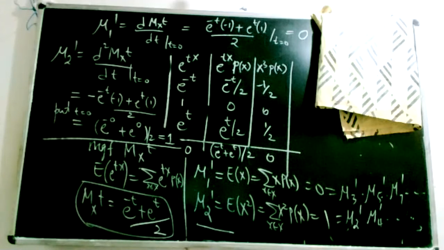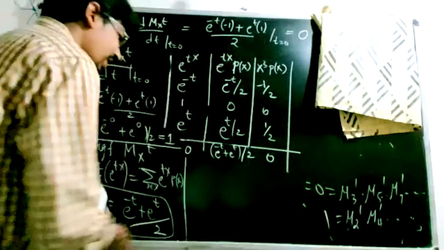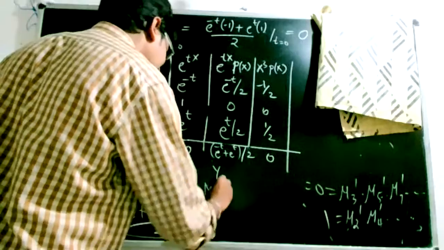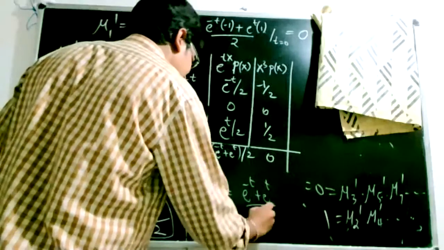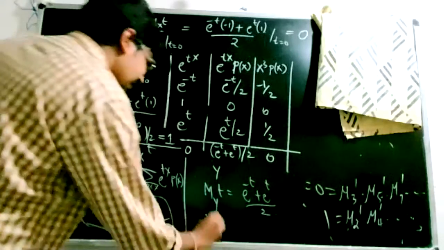Now, if you are observing the MGF of another distribution, say you have some distribution y whose MGF is also the same as this, then by the uniqueness theorem or by the first property, we say that x is nothing but y.